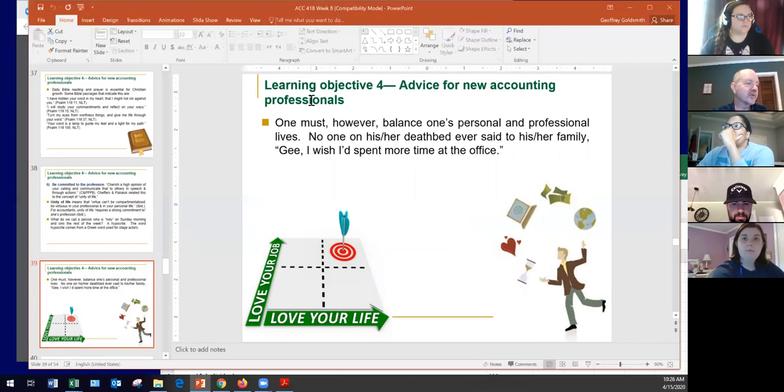Advice for new accounting professionals, continuing unity of life. One must, however, balance one's personal and professional lives. No one on his or her deathbed ever said to his or her family, gee, I wish I'd spent more time at the office. Now, actually, maybe there was some family that was so dysfunctional and nasty that someone actually did say that, but that's not the normal situation. Your life is not about your work.